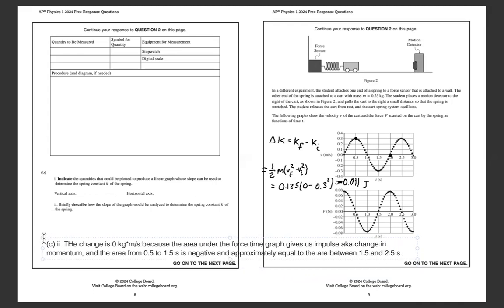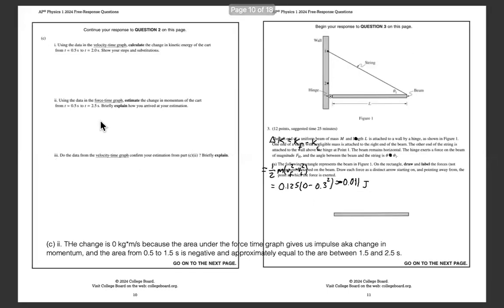Let's go ahead and make that a little bit longer so you guys can actually read that. Again, I just took the area from 0.5 to 2.5 seconds. It's approximately 0. That gives you impulse, aka change in momentum. All right, so do the data from the velocity time graph confirm your estimation? Yes, it does. So for C part 3, let's go ahead and write that.